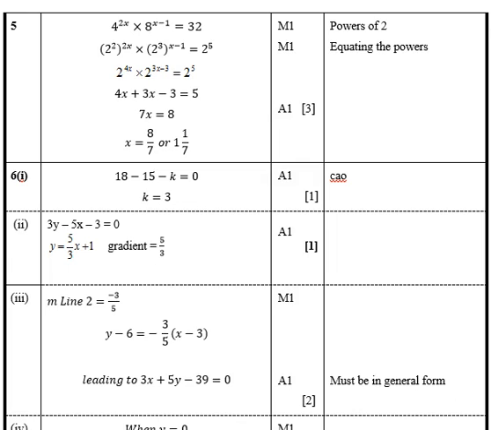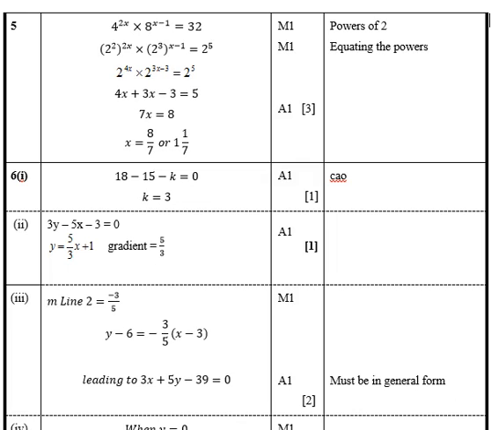Dropping down to question 6, part 2. We get the gradient of the line by rearranging the equation to y equals. So we're starting with 3y minus 5x minus 3 equals 0. Take the 5x across, it becomes positive. Take the 3 across to the right, it becomes positive. y equals 5/3 x plus 1, gradient's 5/3. And so in part 3, the perpendicular gradient is negative 3/5.